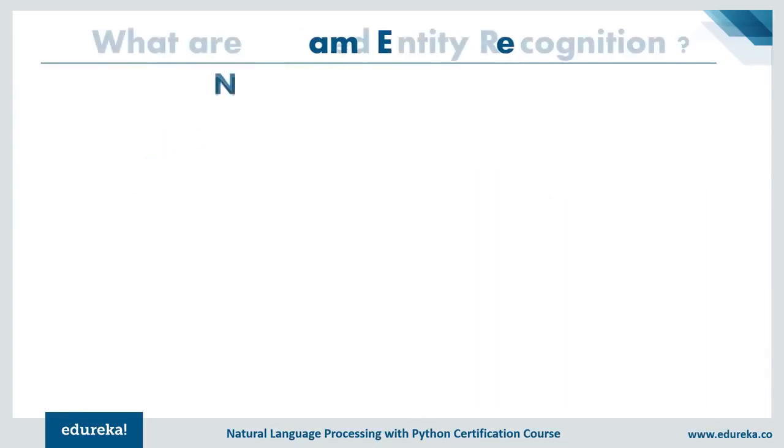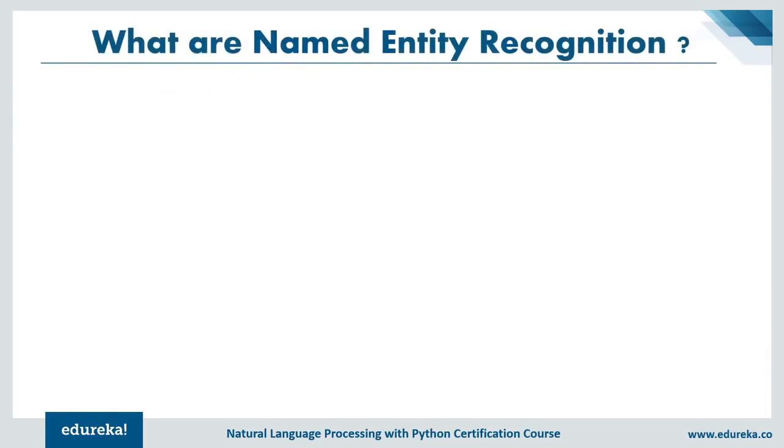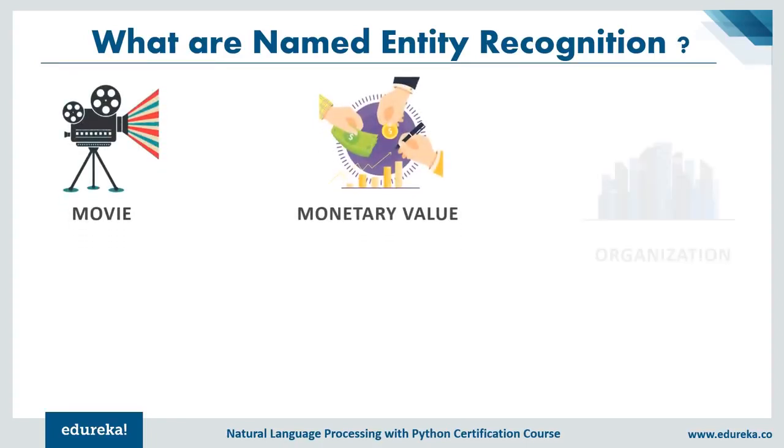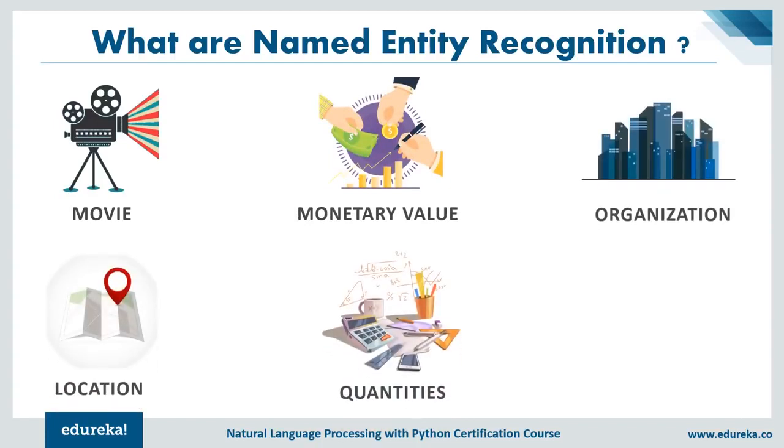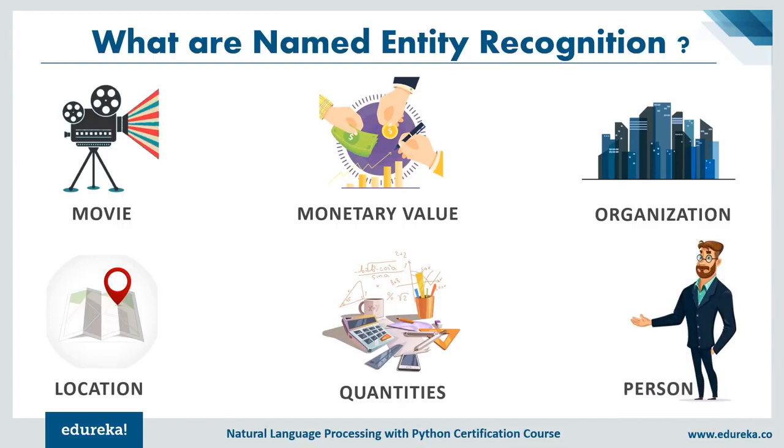Now after POS tagging, there is another important topic which is named entity recognition. So what does it mean? The process of detecting the named entities such as the person name, the location name, the company name, the organization, the quantities, and the monetary value is called named entity recognition.